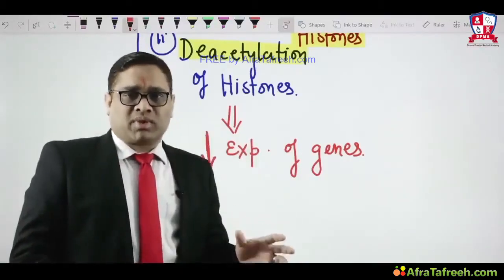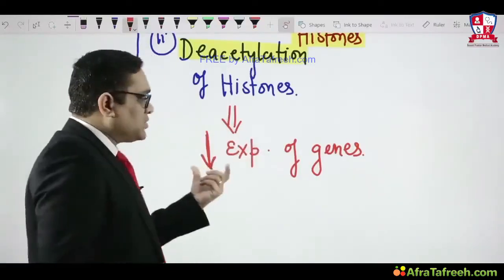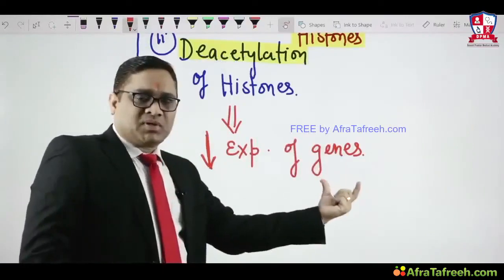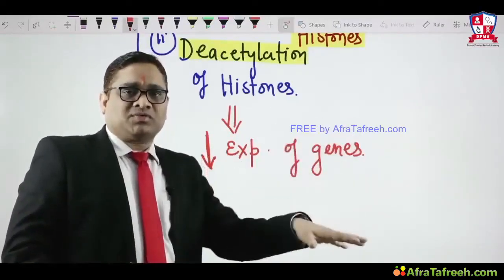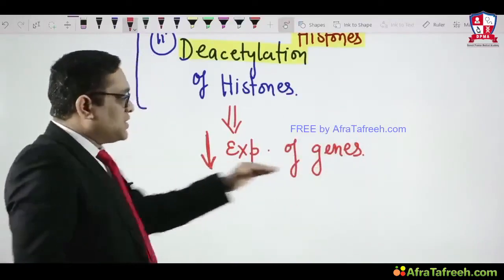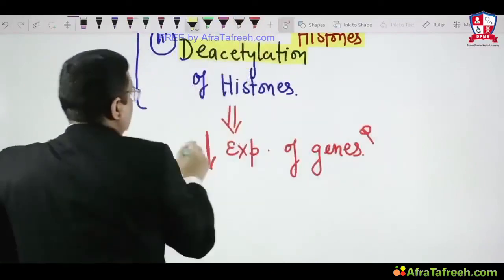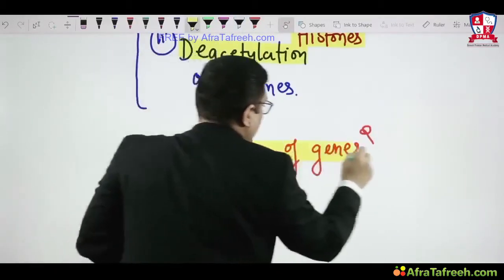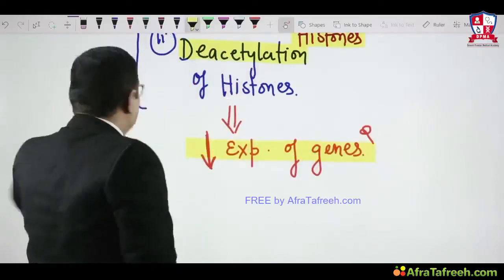Methylation is the most common mechanism, right? And when they are doing all these things, what will happen to the resultant overall expression of the genes? That will be reduced, right? Expression of genes will be reduced, and that was the question in the AIIMS exam.